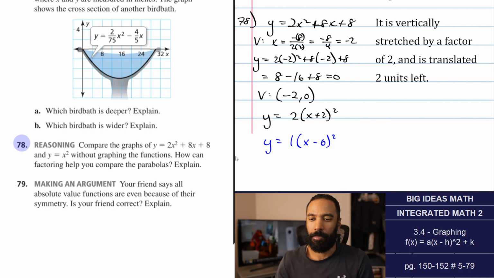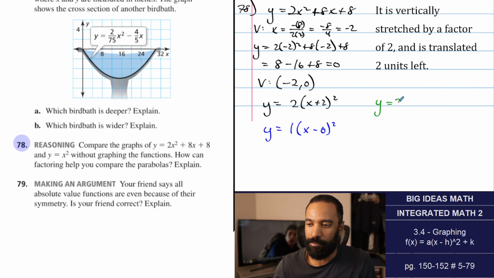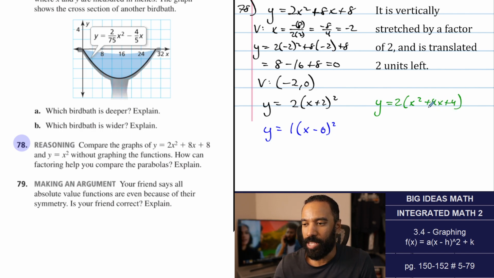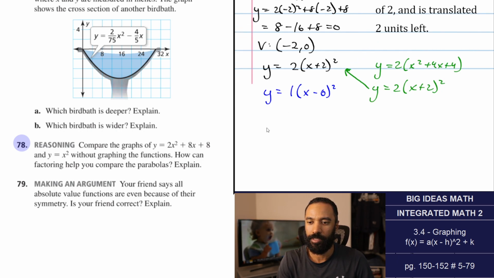How can factoring help you compare the parabolas? Well, I don't know if they really actually wanted me to do that first, but now that I see what it becomes, I can factor a 2 out of here, and I get x squared plus 4x plus 4. And I notice, hey, I have a perfect square trinomial. And that factors down to x plus 2 quantity squared. I think that's helpful right there. It kind of helps reveal that this was a perfect square trinomial.